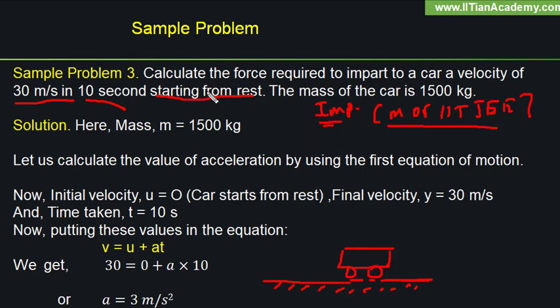First of all, what do you have to calculate? The force. So force is equal to what? Now what is given? Mass is given. Very good. So you know the mass of the car is 1500 kg. Now you know the formula. What was the formula? F is equal to mass into acceleration.